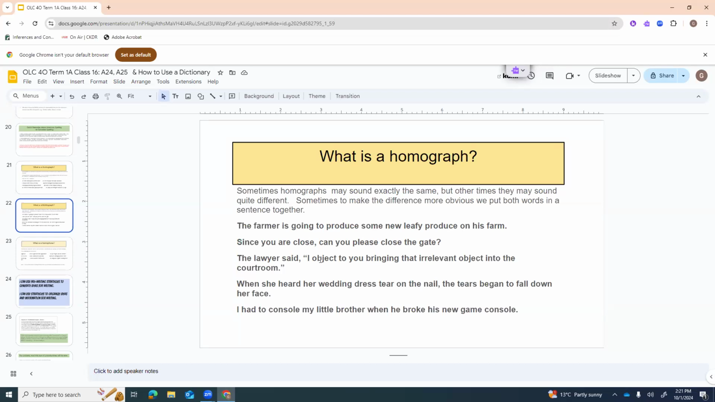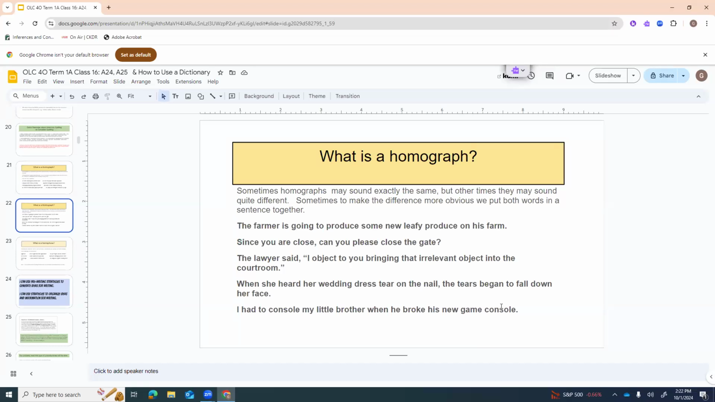The lawyer said, I object to you bringing that irrelevant object into the courtroom. So here, object is like I protest. Here, object is like an item or a thing. When she heard her wedding dress tear on the nail, the tears began to fall down her face. So tear is like a rip, tears are like crying. I had to console my little brother when he broke his new game console. So console is like to comfort. Console would be like one of those control players.